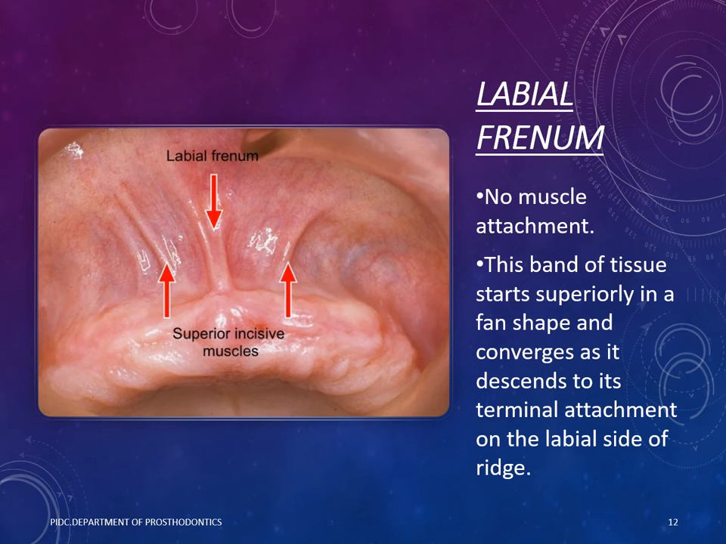So how is this labial frenum important for you? When you fabricate a complete denture prosthesis, this particular area has to be relieved. It's a band of soft tissue. So what happens if you don't make a relief in this particular area on your complete denture prosthesis? Every time this labial frenum is in functional movement, it dislodges the denture. So that is why there should be a relief given in this particular area.